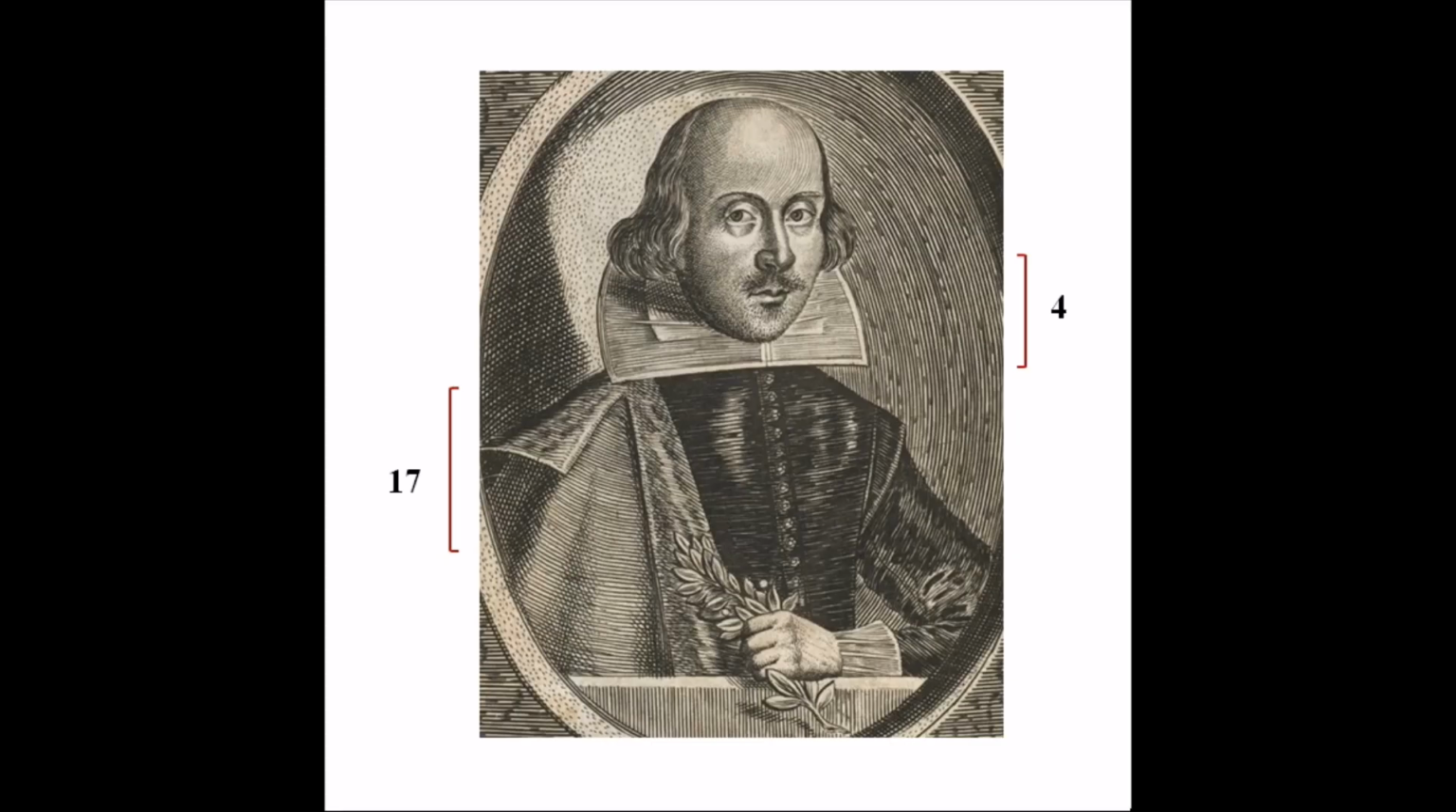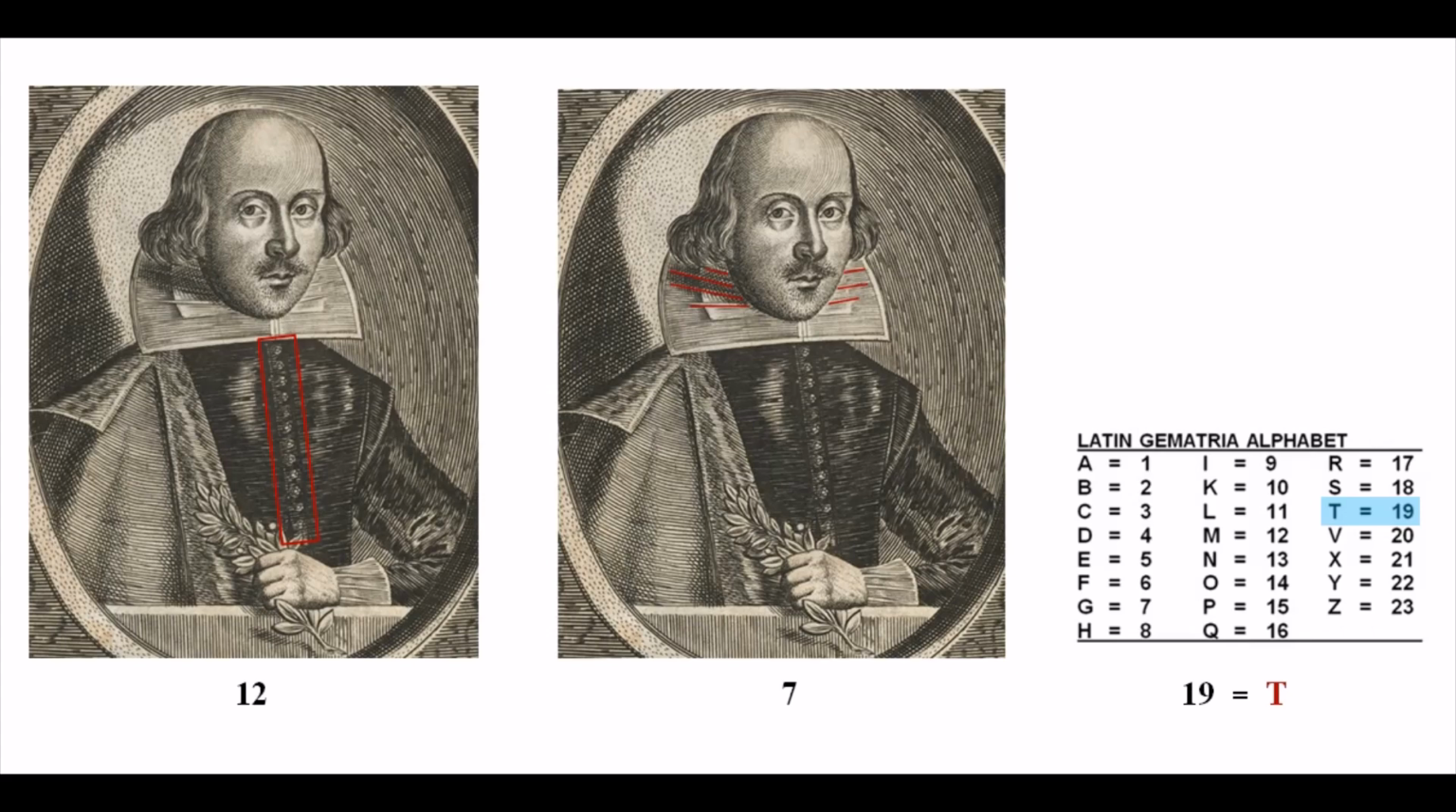We have 17 in the clothing and 4 from the D shape of the collar. To get the last number, we simply add the number of buttons, which are 12, and the lines in the collar, which are 7. 12 and 7 is 19, and the 19th letter is T.